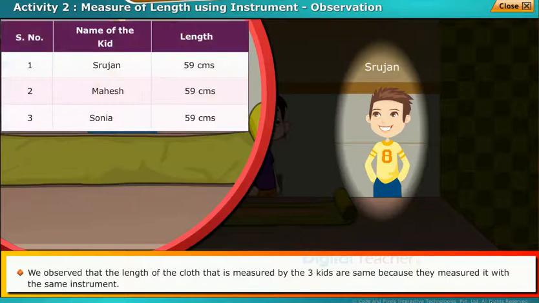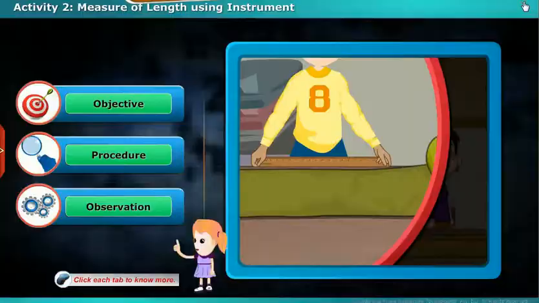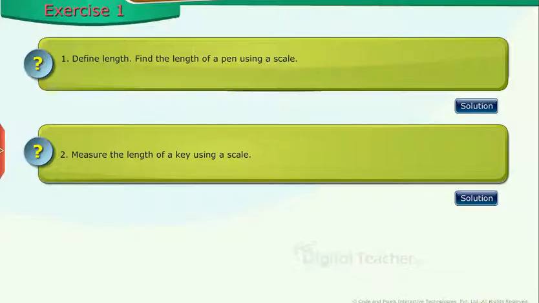We observe that the length of the cloth that is measured by the three kids are same because they measured it with the same instrument. So it is clear that if we measure the length of any object with a particular instrument, their lengths will be the same. Now, let us solve some exercise problems.